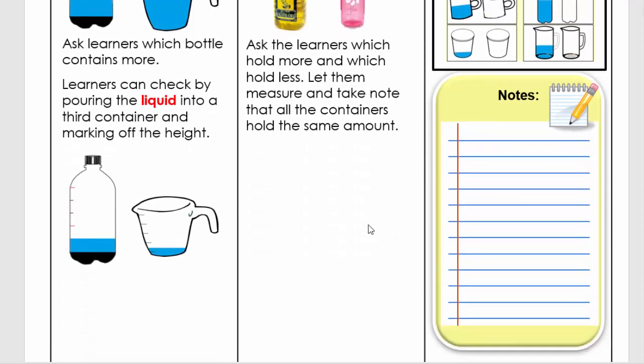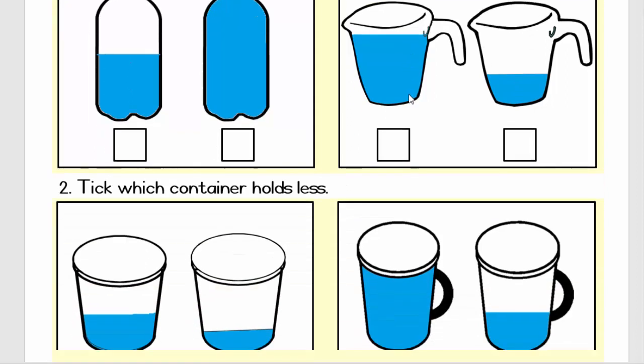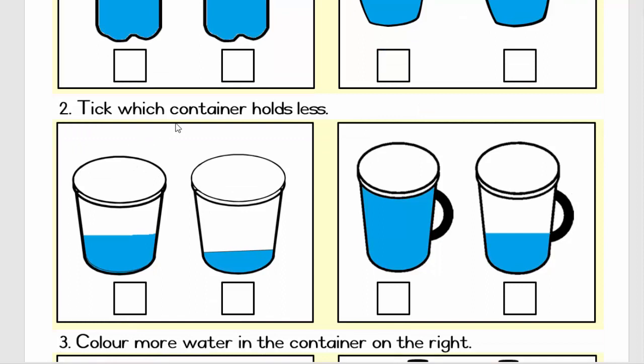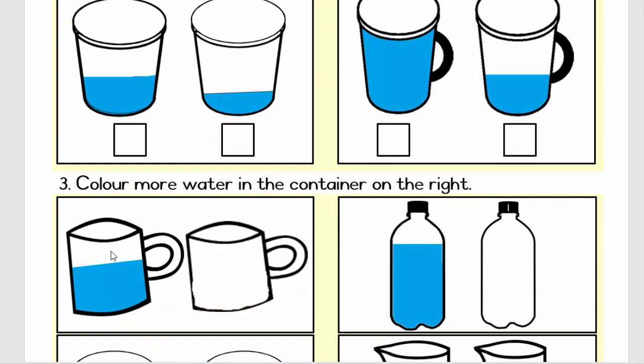Let's then move to the worksheet. The worksheet is also on a representative level because we make use of a lot of pictures. We're simply going to look at the containers and say, tick which container holds more. And then the next question is, tick which container holds less. Then we give them 2 containers and ask them to color more in the container on the right.